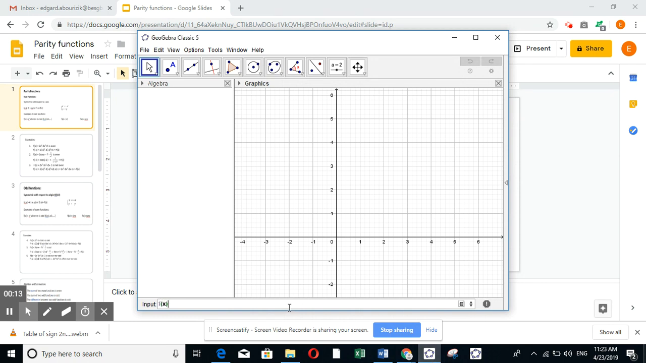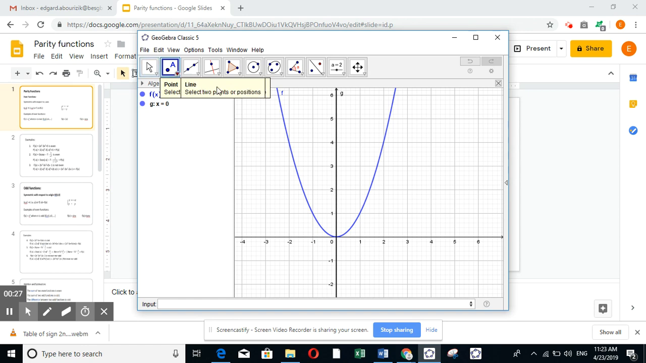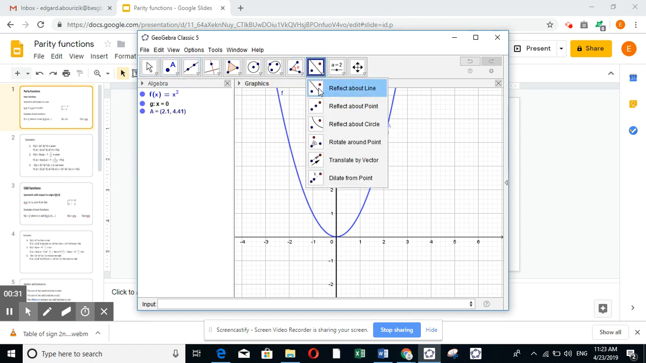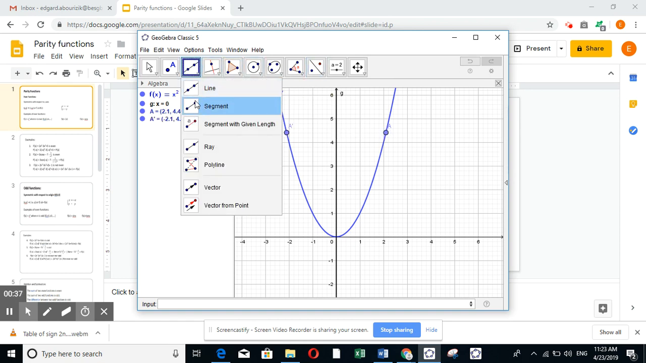Suppose I graph f of x equal x squared, for example. As you can see, this is the y-axis, and the y-axis has for equation, as you know, x equal to 0. So if you pick a point on this curve and you do a symmetry with respect to a line, which is the y-axis, you're going to get a point opposite to it.